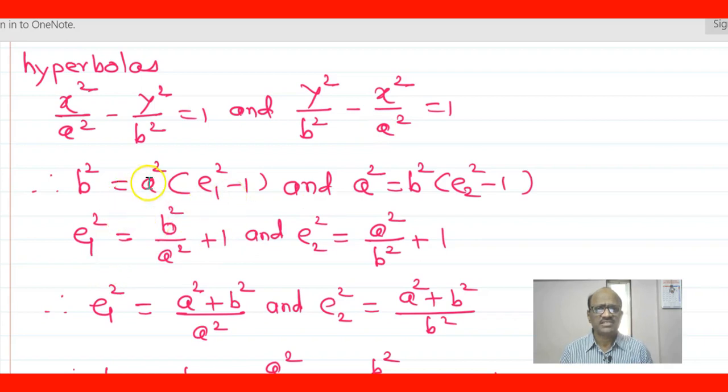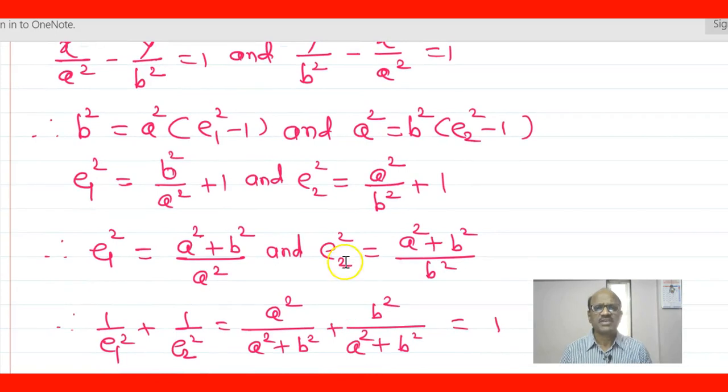Now simplify this. Dividing by a square, b square upon a square, and the minus 1 becomes plus 1. Therefore, e1 square is equal to b square upon a square plus 1. And the same thing here: e2 square is equal to a square upon b square plus 1. Again we simplify: e1 square is equal to a square plus b square upon a square, and e2 square is equal to a square plus b square upon b square.